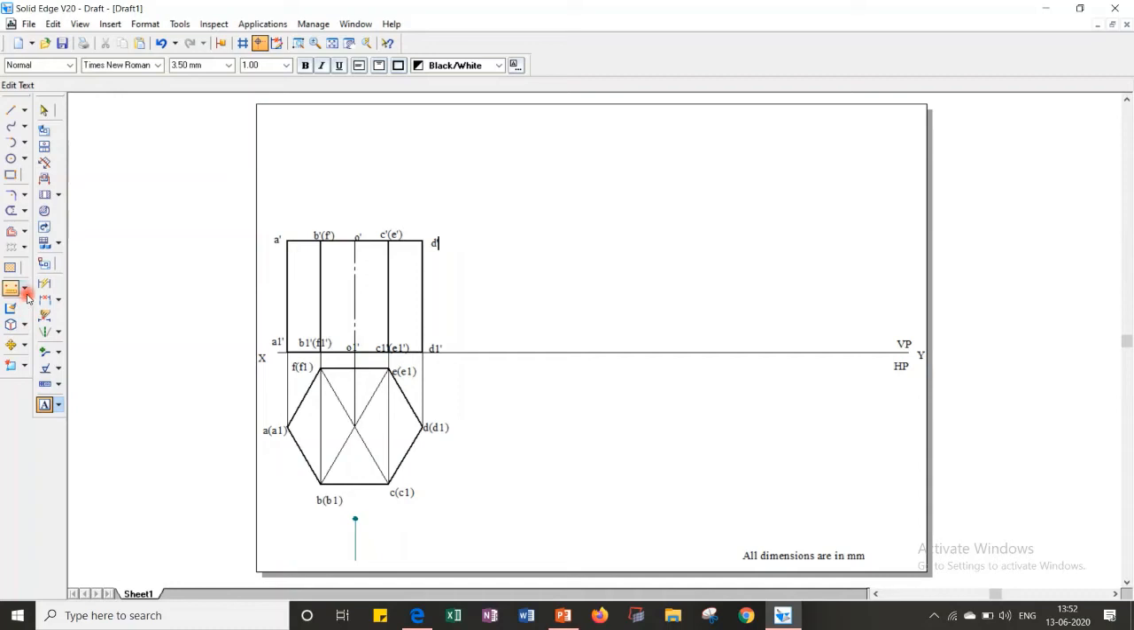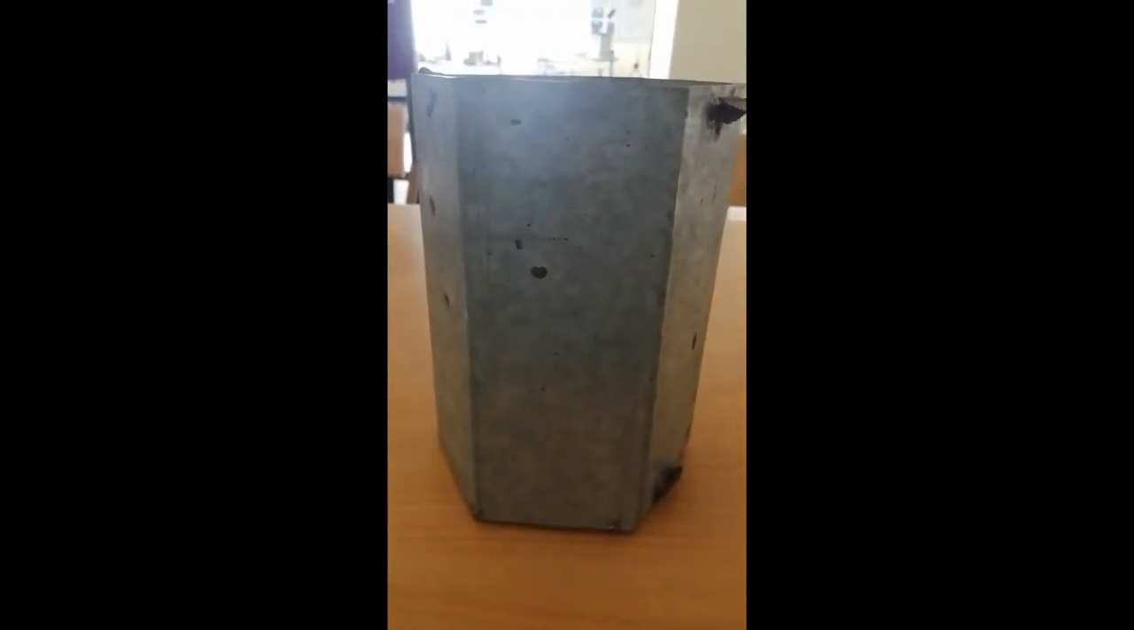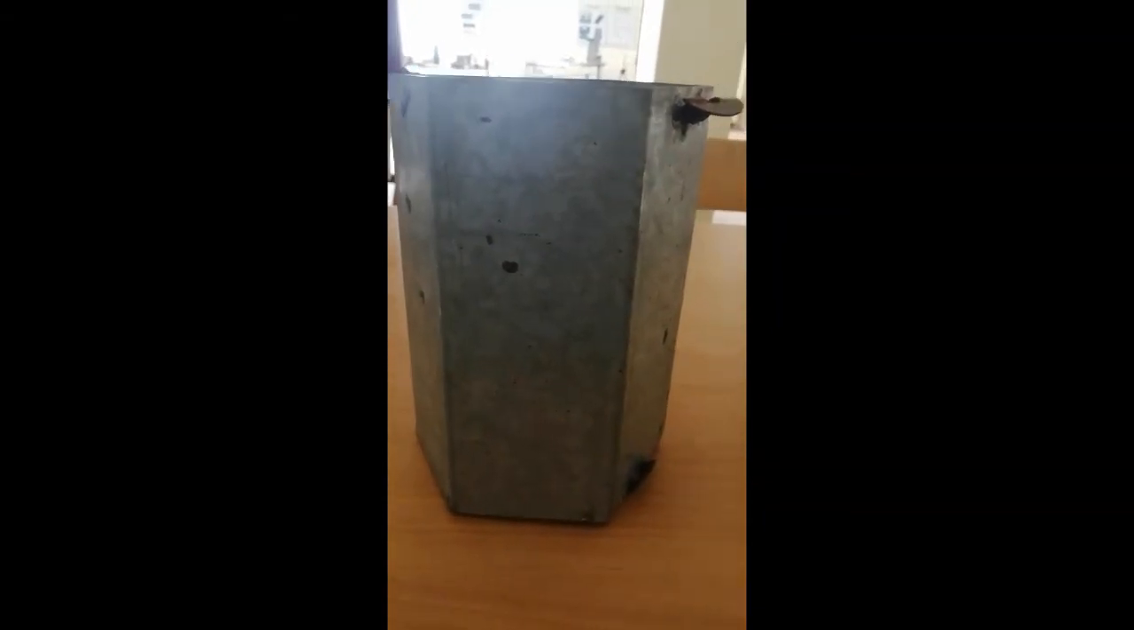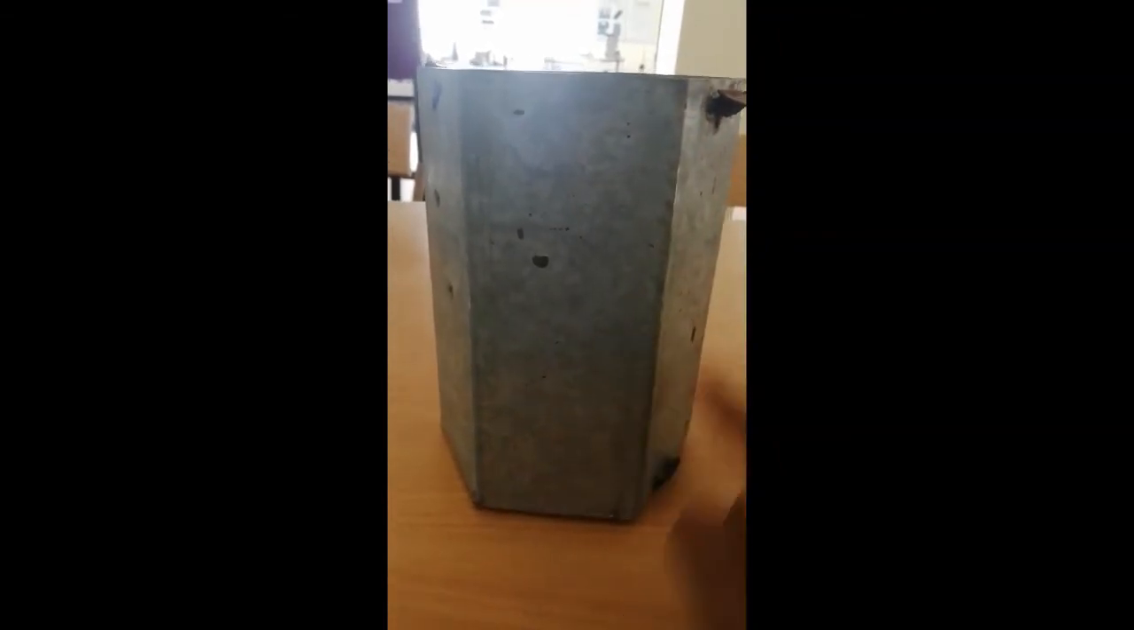Indicate all the dimensions. Base dimension is 30, height is 50. That completes the first step in this problem. So by the end of the first step, the prism is kept in corner condition. Total 4 vertical edges are visible in front view: 1, 2, 3 and 4. These 4 edges I have marked thick in the first front view.